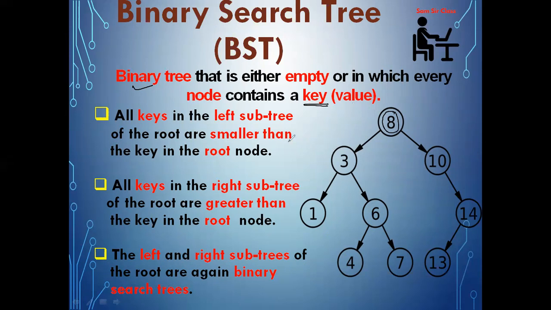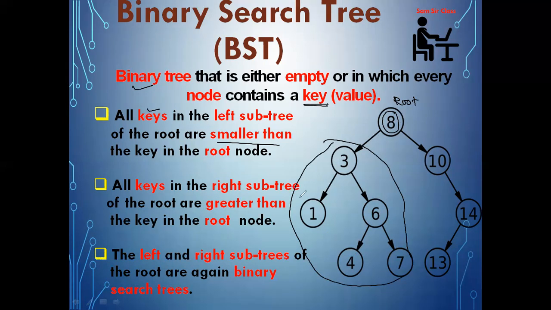But what is the rule all about? All keys in the left subtree, this is known as your left subtree, which is the left subtree of the root node, are smaller than the key value or the root value. You can check 1, 3, 6, 4, 7, all are less than 8. So any value present in the left subtree of any node should be smaller than its parent node or the root node.